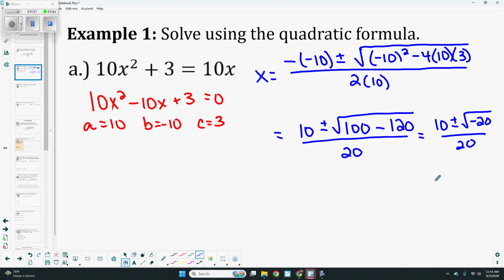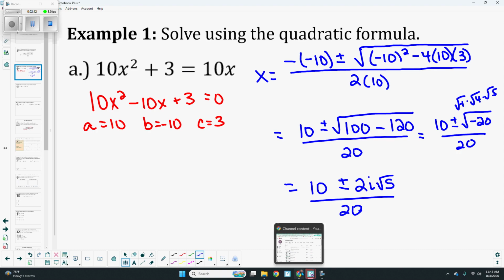I need to reduce the square root of negative 20. So we know it's going to have an i because it's got the negative 1. And it's also 4 times 5. So this would be 10 plus or minus 2i root 5 all over 20.